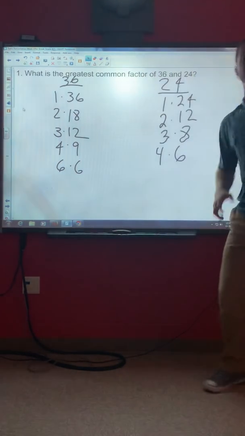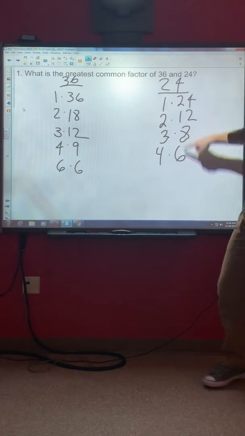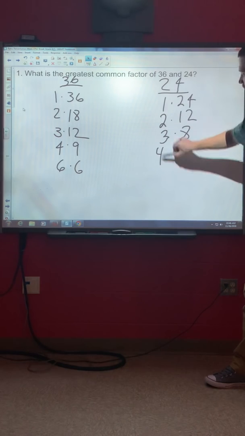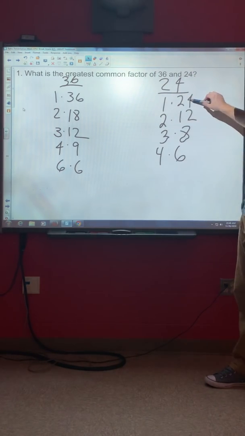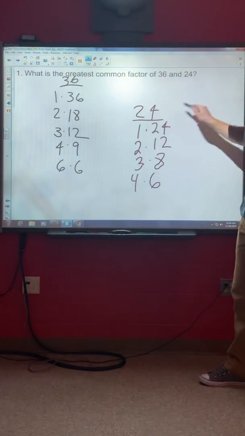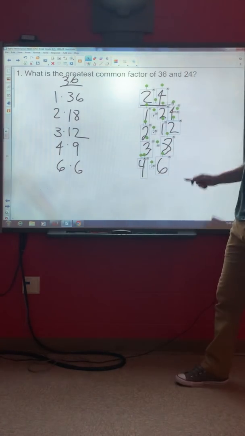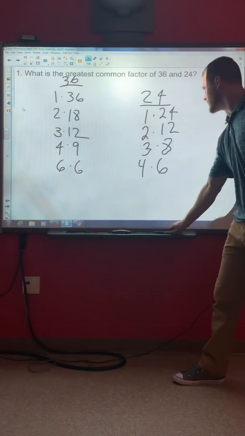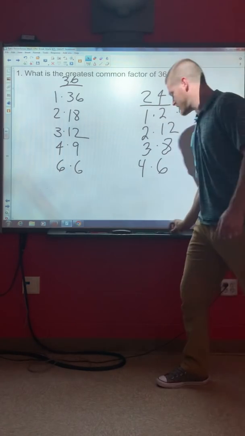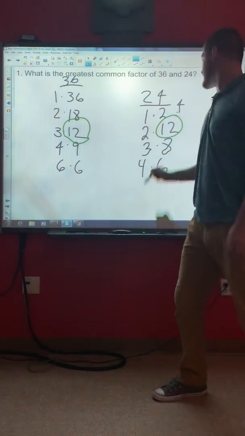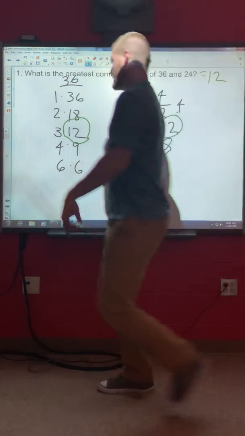Whenever we do these, we're looking for the greatest common factor. So we know that our greater numbers are on the right side. So I'll always start with this top right one and then work backwards in that loop motion. So does 24 work? No. Does 12 work? Well, I see 12 here, 12 there, and 12 there. So our greatest common factor for those two will be the number 12.